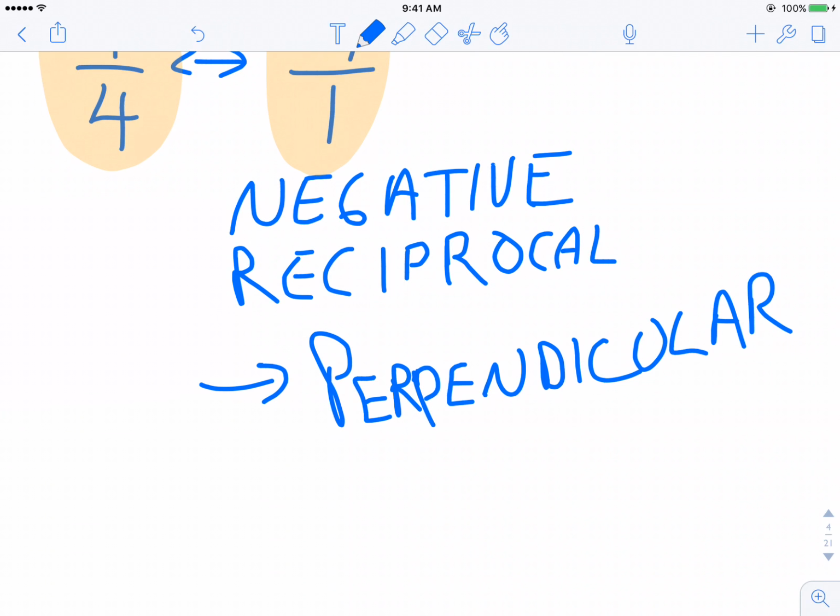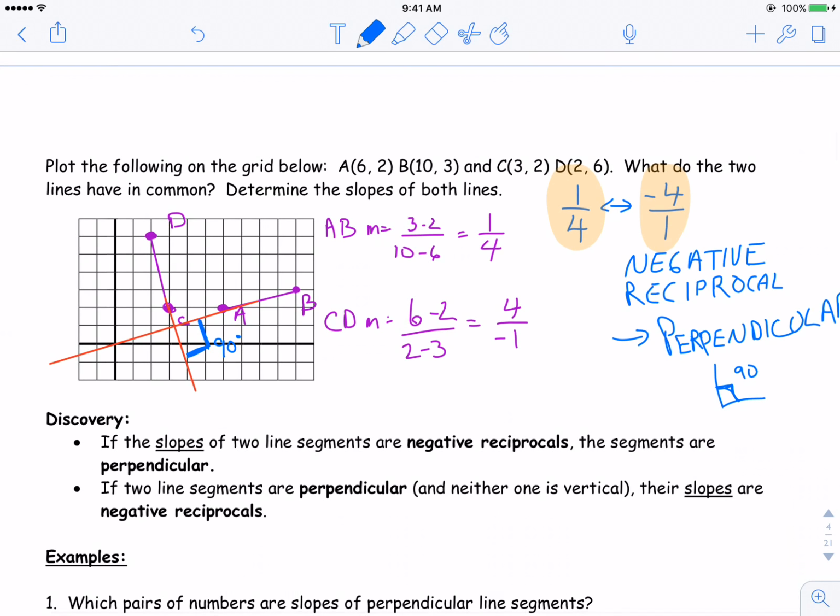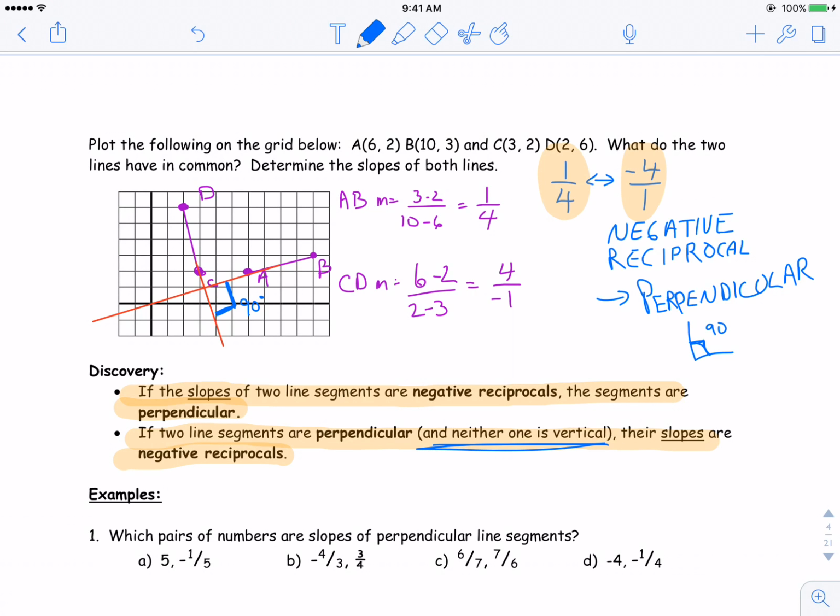Perpendicular, which means they form 90-degree angles with each other. And that's what these phrases here say. This is what it was hoped that you would discover. If the slopes of two line segments are negative reciprocals, the line segments are perpendicular. Or saying the converse, if two line segments are perpendicular and neither one is vertical, their slopes are negative reciprocals. Don't worry about this, neither is vertical, for a moment. We'll talk about that probably later, maybe in class.